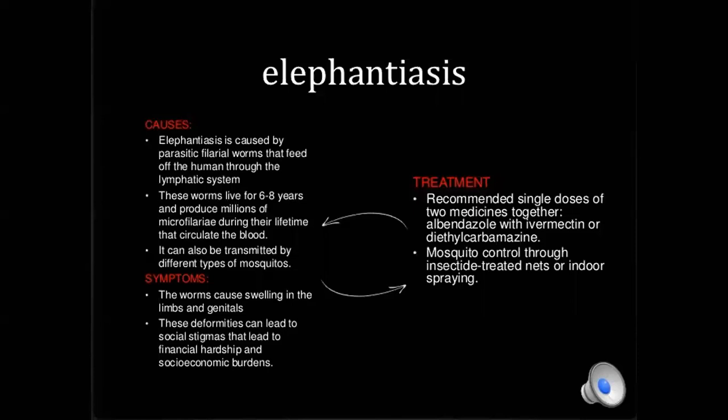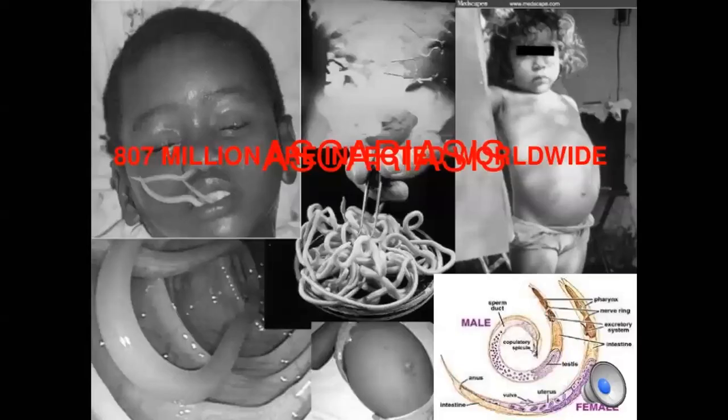Now, what's the treatment? The recommended single dose of two medicines together, that is albendazole with ivermectin or diethylcarbamazine. Mosquito control through insecticide-treated nets or indoor spray. Well, there are 807 million cases worldwide. That shows that.